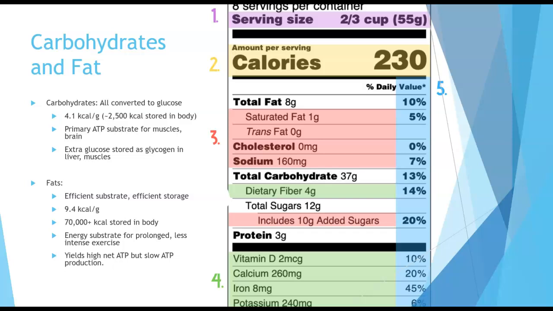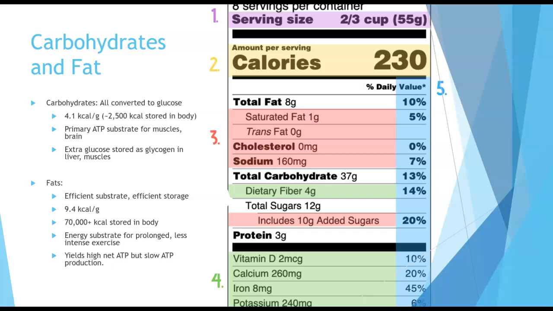Okay, so fats are clearly the highest kilocalories per gram of substance that we eat. Okay, so carbohydrates, again, they're all converted to glucose. They're worth about 4 calories per gram. The primary ATP substrate for muscles and our brain is going to be carbohydrates.